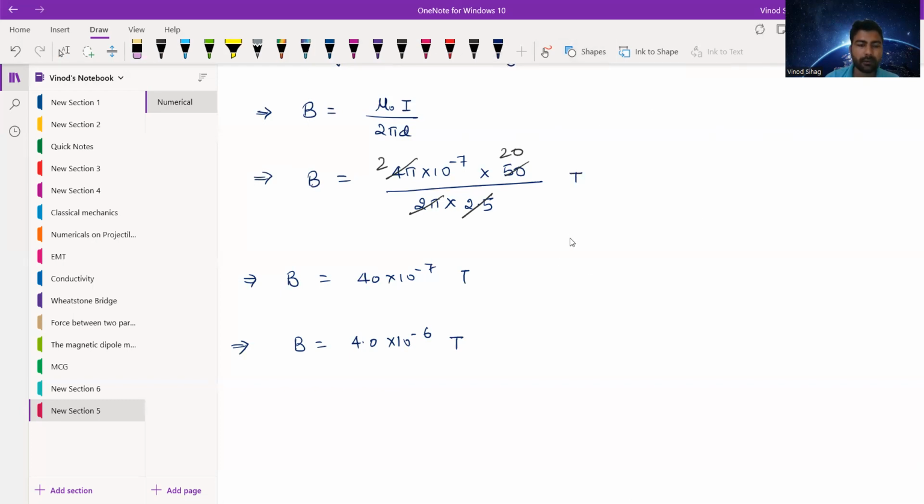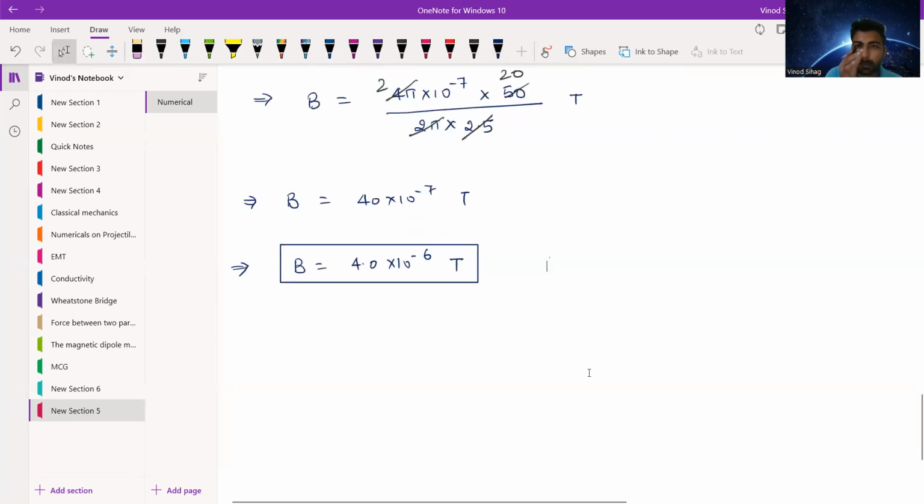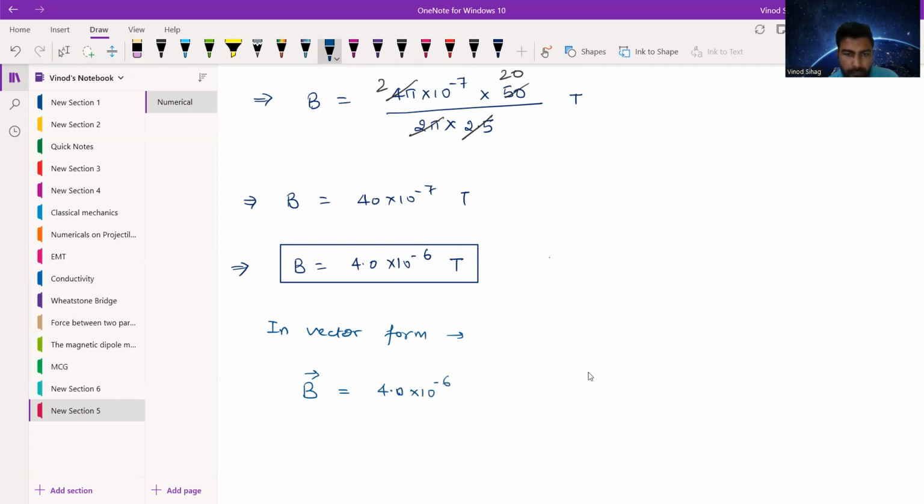And what will be the direction, as we have already determined? The direction of the magnetic field is vertically up, or we can say out of the page. Or we can write it in vector form also. So the magnetic field B vector equals 4.0 into 10 to the power minus 6 Tesla, and the direction is k cap. Okay, so this will be the answer for this given question.